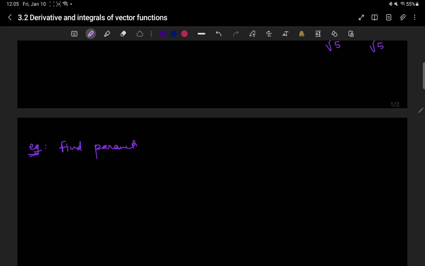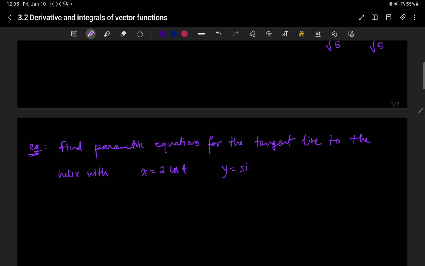find the parametric equations for the tangent line to the helix with x equals 2 cosine t, y equals sine t, and z equals t at the point 0, 1, pi over 2.